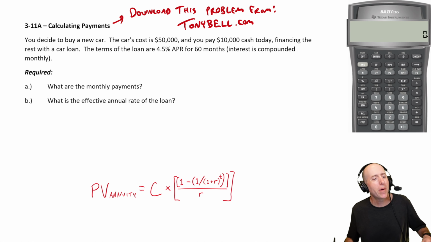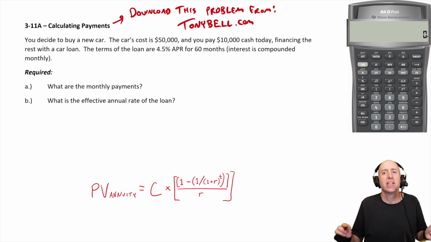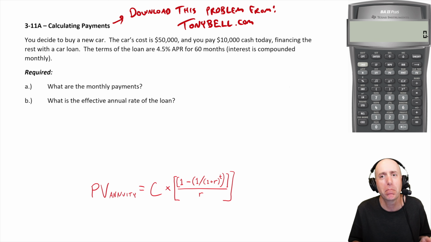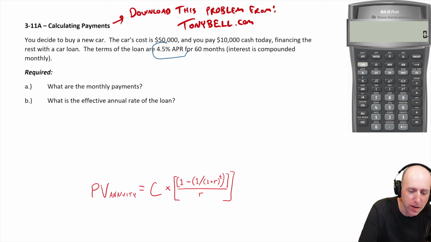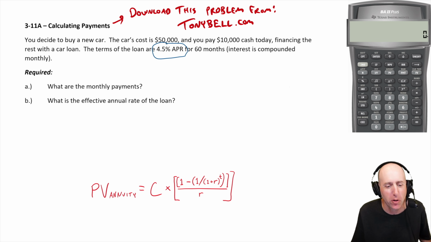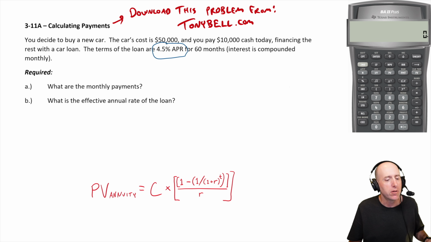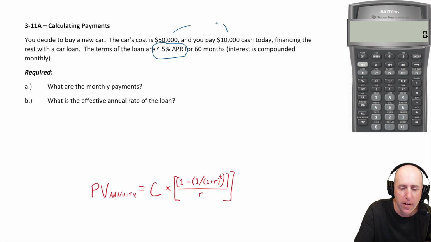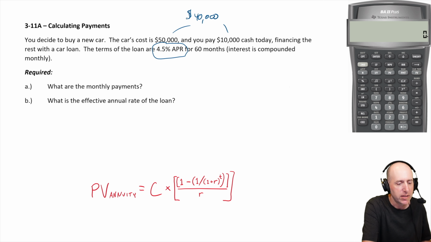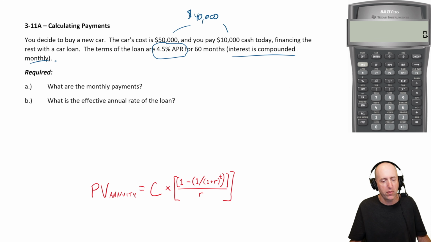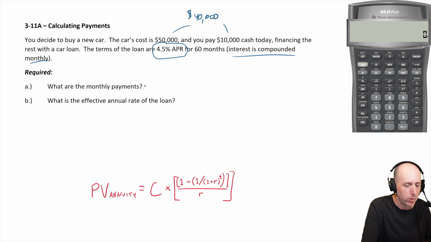Let's have a look at problem 311A. This problem has us calculating payments based on APR, that interest rate that we don't love so much in corporate finance class. So you decide to buy a new car. The car's cost is $50,000 and you pay $10,000 today, meaning you're going to have to borrow $40,000, financing the rest with a car loan. The terms of the loan: 4.5% APR for 60 months, and interest is compounded monthly. First question is, what are the monthly payments?